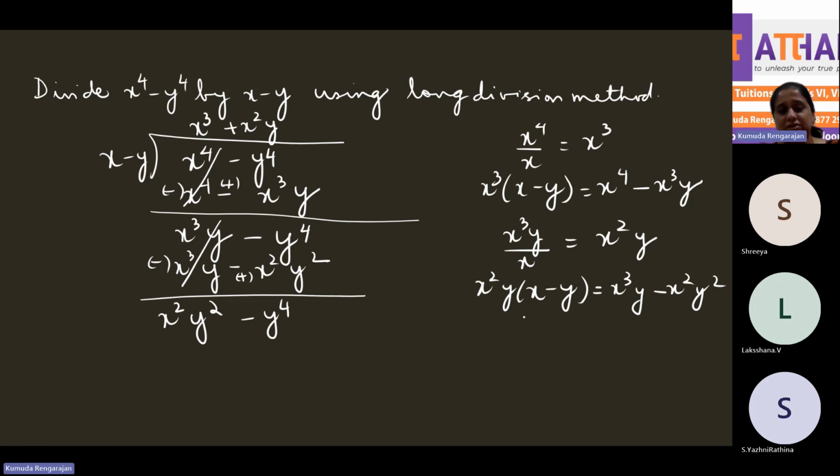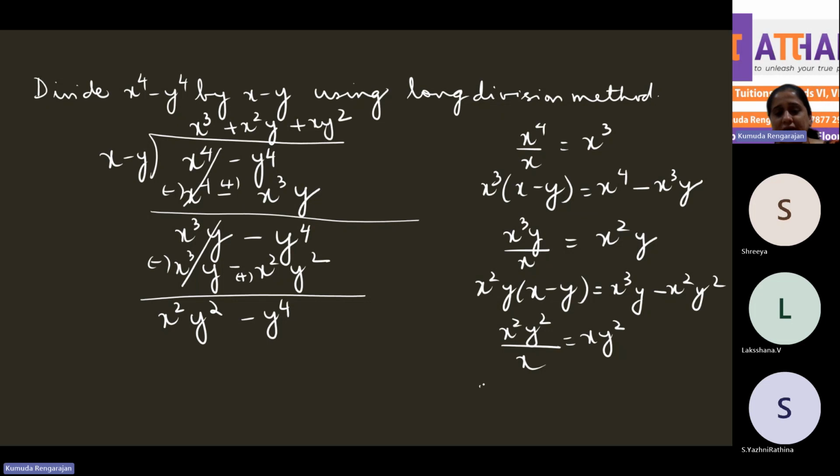Now continue the division like this. This is the new dividend. This is the first term of the new dividend. Divide that by the first term of the divisor. We get xy square. So that's the third term in the quotient, plus xy square.